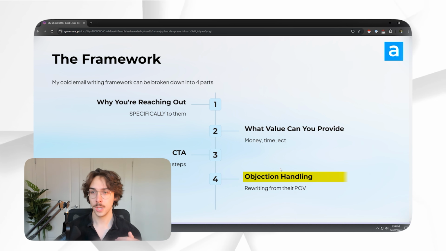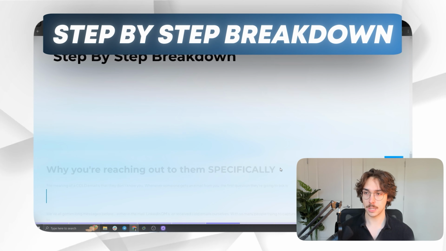So we're going to go through, make sure that all the objections they could possibly have in the email are handled, and then, sending that out, making sure it looks good. So this is the 4-step framework. Very simple. I'm going to go through and actually break this down so you can see some context, and then I'm going to give you some examples. So first, here's a step-by-step breakdown.